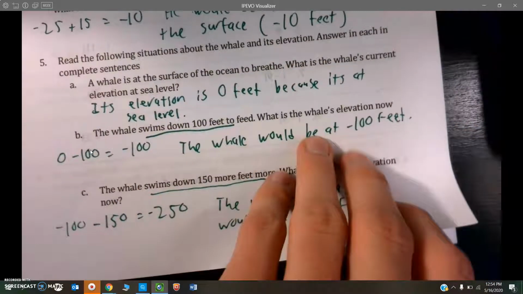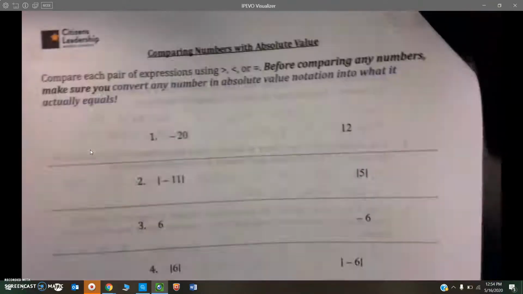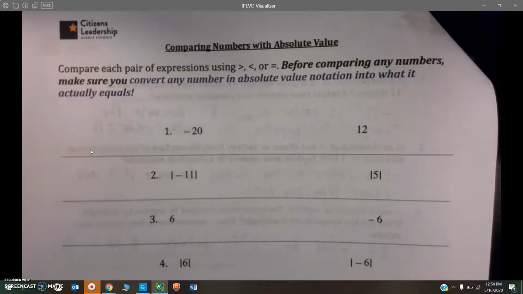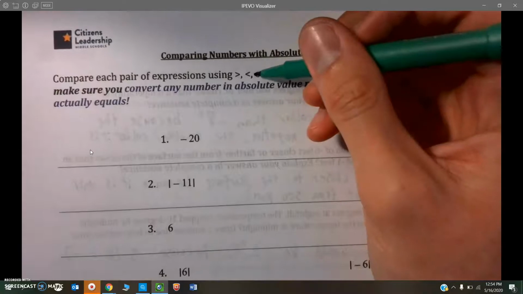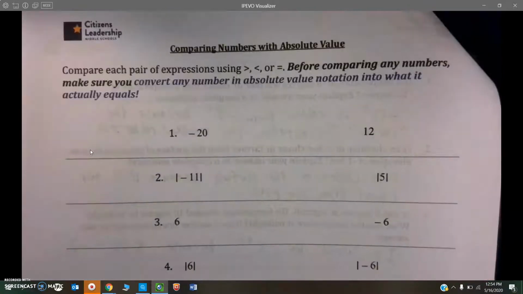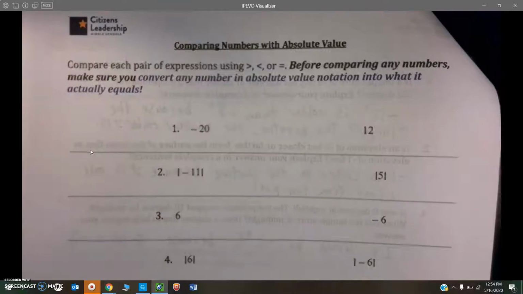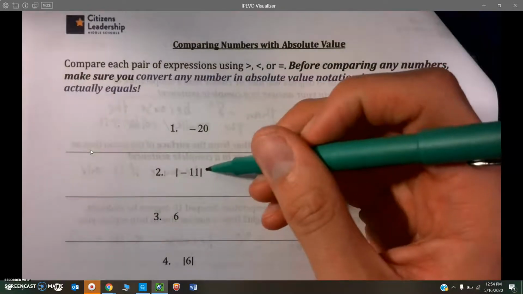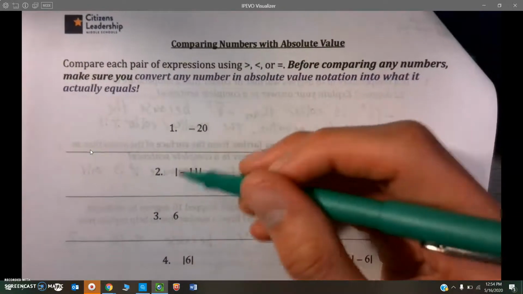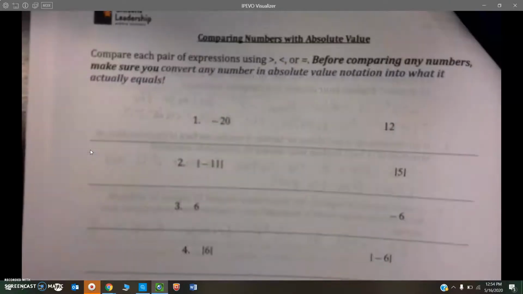All right, now for the second page in this review. It says comparing numbers with absolute value. So we're going to be using inequalities, greater than, less than, or equal to, to compare these numbers. And really important, it says before comparing any numbers, make sure you convert any number in absolute value notation into what it actually equals. So the absolute value notation looks like this, with the 2 bars on either end.